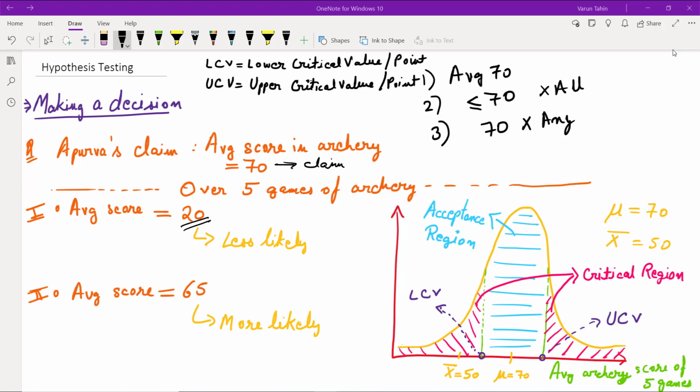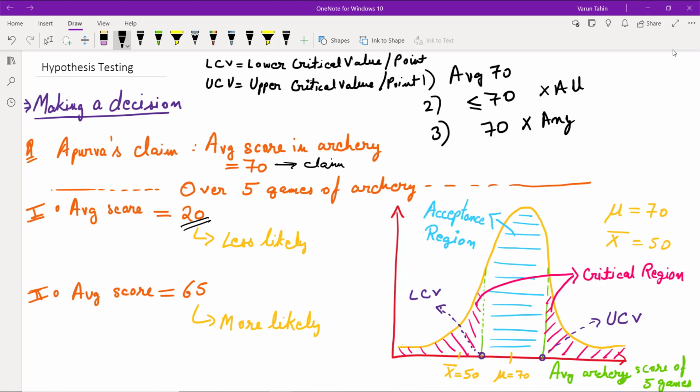So basically, if the sample mean lies in this region, then we can say that we would fail to reject the null hypothesis, and if it falls in the critical region, that is lower than LCV and upper than UCV, then we will reject the null hypothesis.